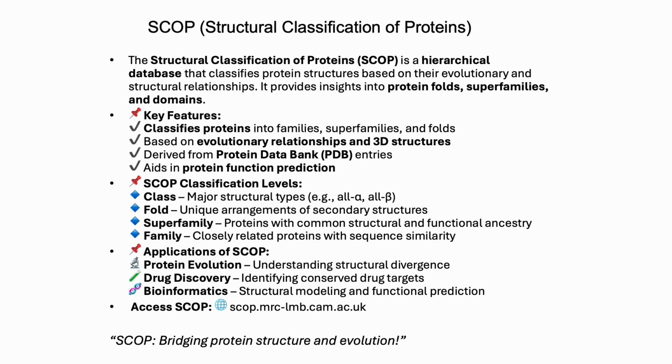SCOP, as I said, is the Structural Classification of Proteins. It's a secondary structural database, a hierarchical database that classifies protein structures based on evolutionary and structural relationships. It provides insight into protein folds, superfamilies, and domains. Key features include classifying proteins into families, superfamilies, and folds based on evolutionary relationship and 3D structure, derived from Protein Data Bank entries, and aiding in protein function prediction.